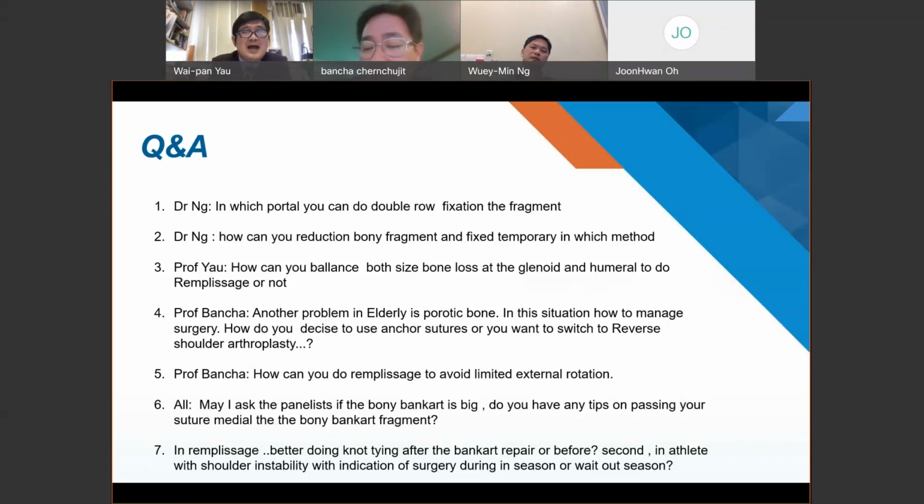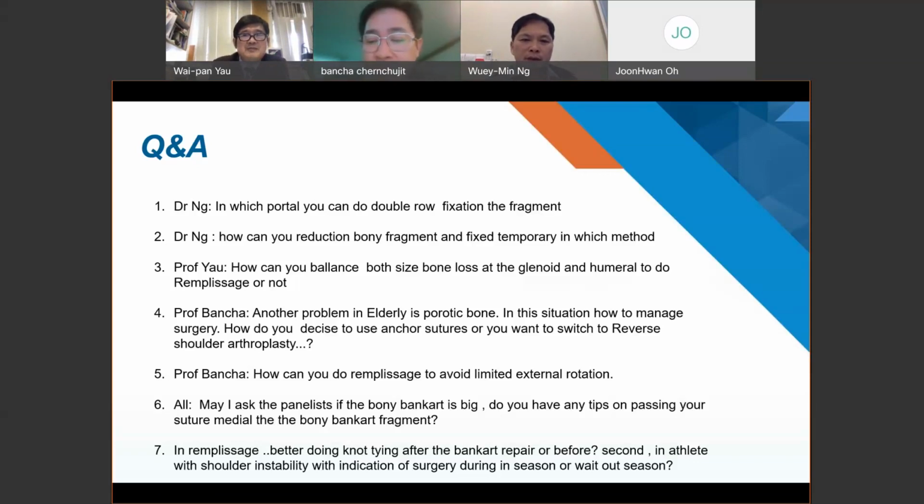Maybe I add a follow-up question to this. How big is big? Can you give a size? Whenever you see a triangular shape of the bone extending to the proximal humerus, about 1.5 centimeters, I think more than that, I cannot put the anchor. It's too big. I agree. I prefer to use open surgery, deltoid split.